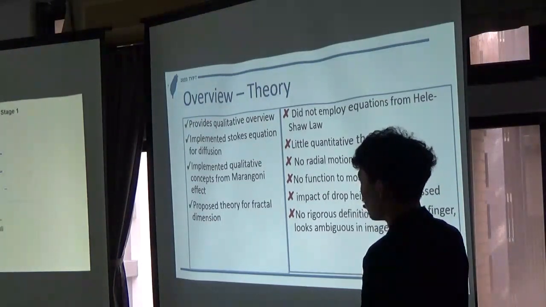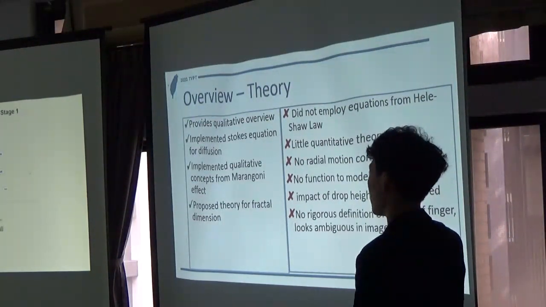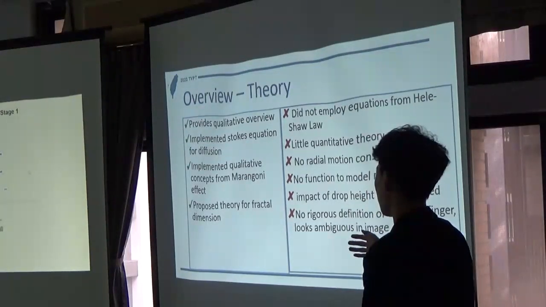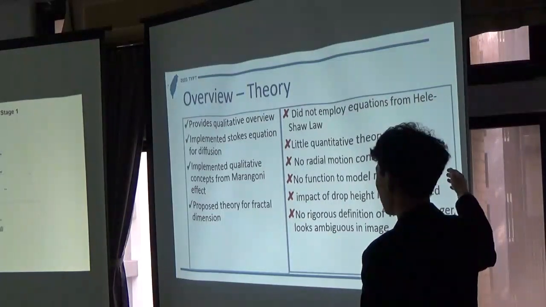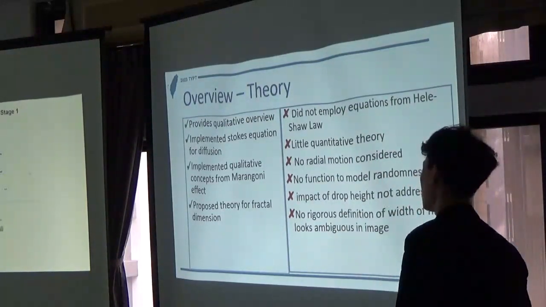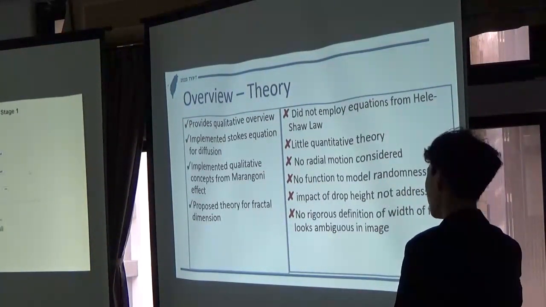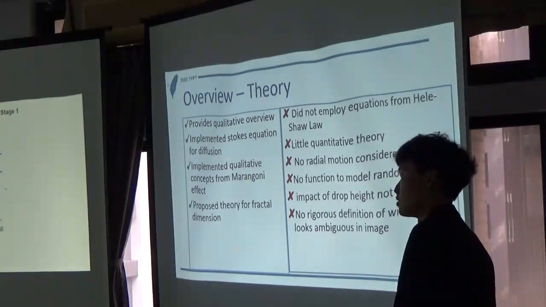They also implemented qualitative concepts from the Marangoni effect and proposed a theory for fractal dimension, but no radial motion was considered, as well as no function of randomness, and the drop height was not addressed. And there was no rigorous definition of the width of the finger, which looks very ambiguous in the image.